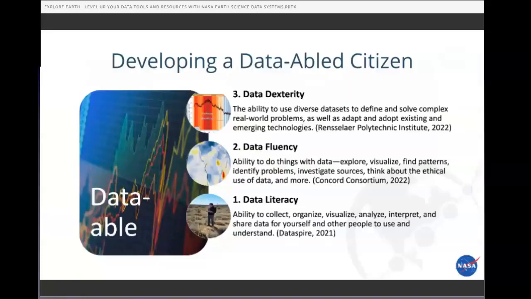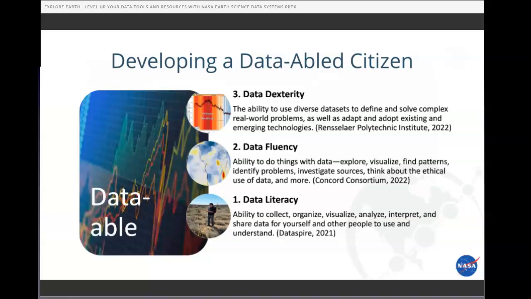And so when we look at K to gray, right? I know that's kind of an overused term. I want us to think about how we scaffold this. What I like to say is that we're in the business of developing a data-abled citizen. In my mind, it takes 3 steps. Well, a lot more than 3 steps, but there are 3 main parts. The data literacy piece is the first and foremost part. This is where we're teaching kids to collect their own data, organize it, visualize it with graphs and charts, analyze it, interpret it and share it, right?